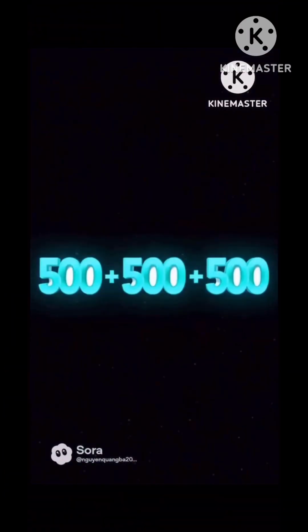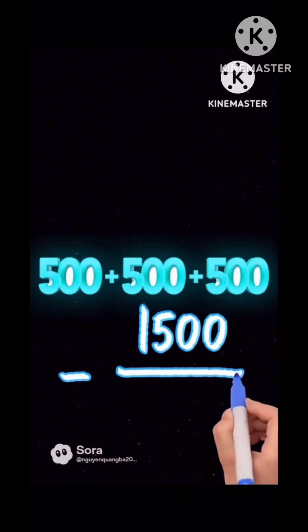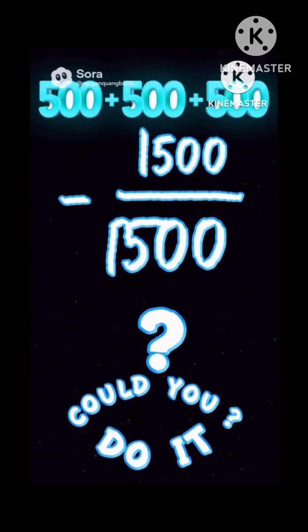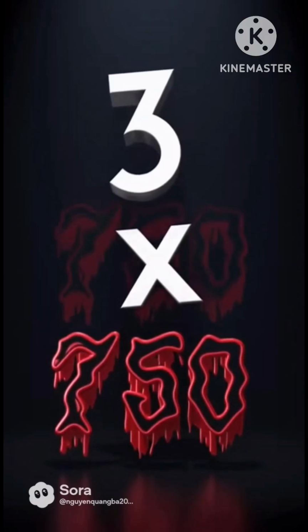3 times 500. Could you just add it? Sure, that's 500 plus 500 plus another 500. And that stacks up to 1,500. Boom, easy math magic. 3 times 500. 3 times 750.